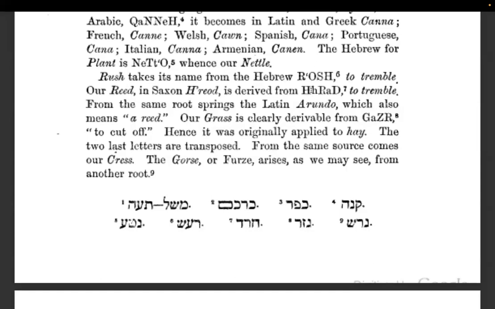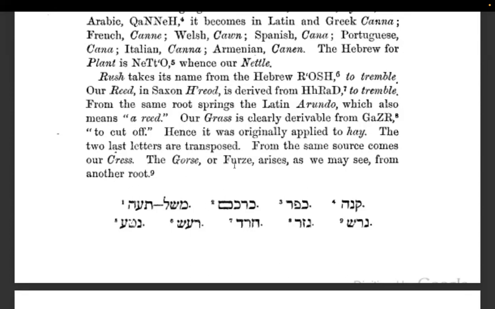And that heavy guttural would soften there, hariod right there, and they drop that for just reed eventually. Our grass is clearly derived from gazar, or gazer, to cut off. Hence, it was originally applied to hay. The last two letters are transposed. From the same source comes our cress.